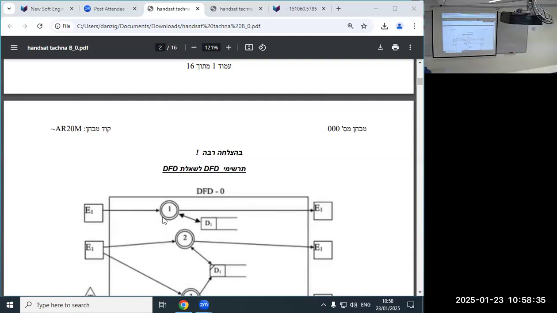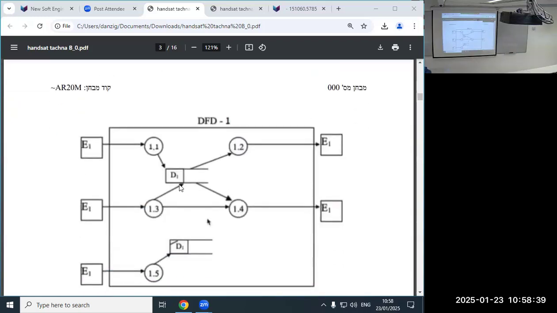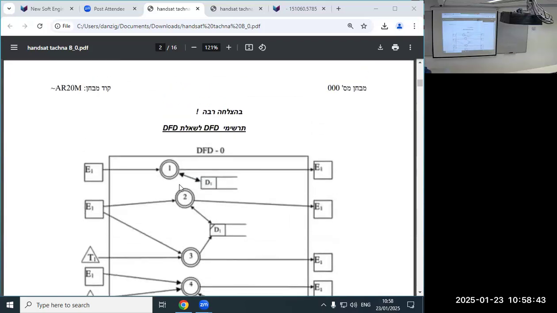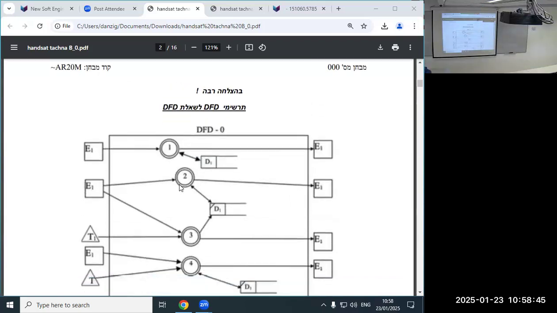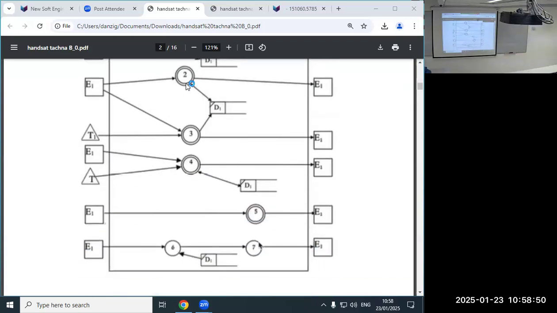This is a complex process. We have to explain it. We explain it over here. And DFD0 is the general one? Exactly. DFD0 is the topmost one. So you have a DFD for each. There'll be a DFD2 for this one, DFD3 for this one, DFD4 for this one, DFD5 for this one. There won't be a DFD6 or 7 because these are simple processes.